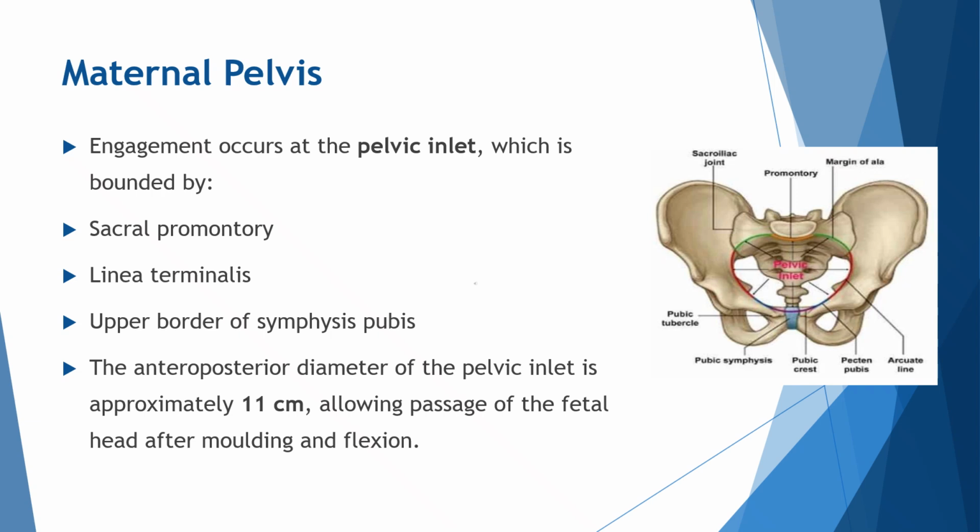Now let's understand the maternal pelvis and its role in fetal engagement. Engagement takes place at the pelvic inlet, which is the entrance to the birth canal. It is formed by the sacral promontory at the back, the linea terminalis on both sides, and the upper border of the symphysis pubis in the front. An important point to remember is that the anteroposterior diameter of the pelvic inlet is about 11 centimeters. This allows the baby's head to pass through the pelvis after normal flexion and molding during labor. A simple way to remember this is that engagement occurs at the pelvic inlet, and the pelvic inlet has an anteroposterior diameter of about 11 centimeters.